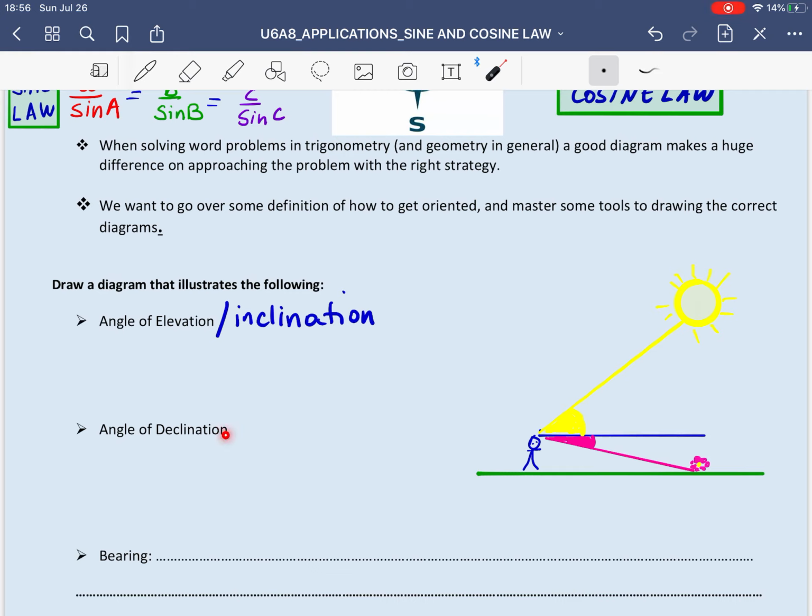So the angle of declination, which is also known as the angle of depression. That's not a very nice word, by the way, to call an angle. I prefer declination myself. So it's the angle that is made between the line of sight when we're looking down. So suppose you're looking at this, it looks like a flower, and the horizontal line of sight.